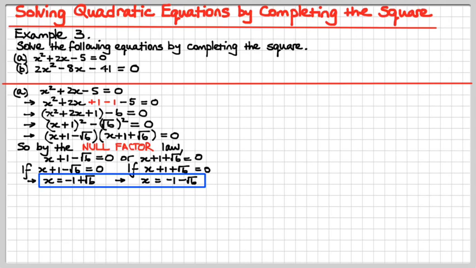You'll get that. Okay, x is minus 1 plus root 6, or x is minus 1 minus root 6, okay? Alright, so that's the first one. Now, this is the second one. This is beastly, this one.